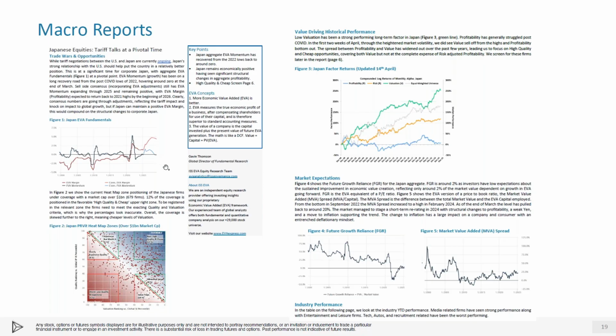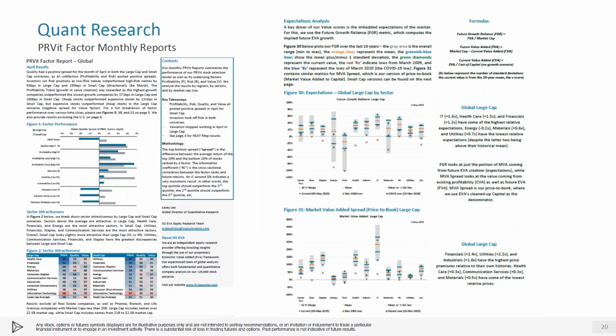And then the last type of reports, which Casey alluded to when he was covering some of the factor back testing. We have two quant style reports. We have what's called our Prove It Factor Monthly, and this one's global, but we cover each of the different regions.